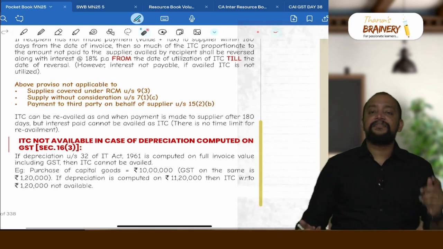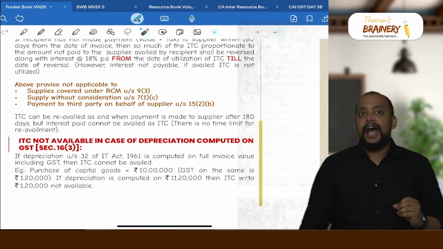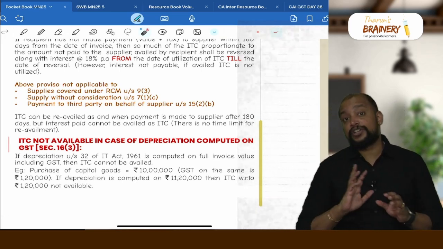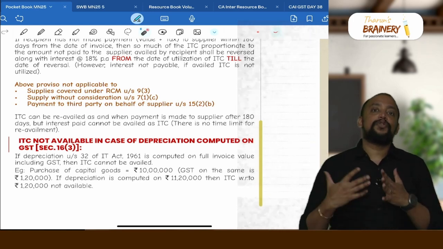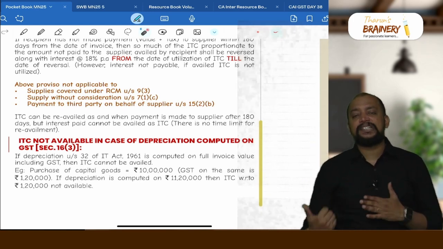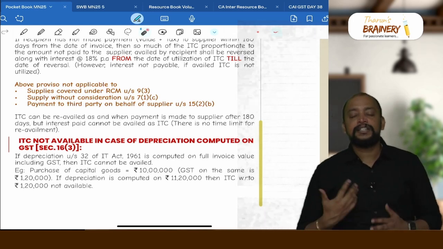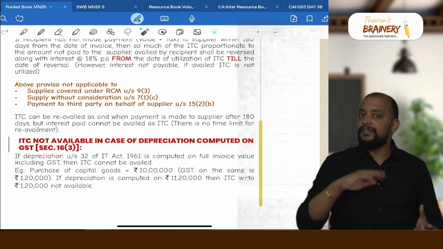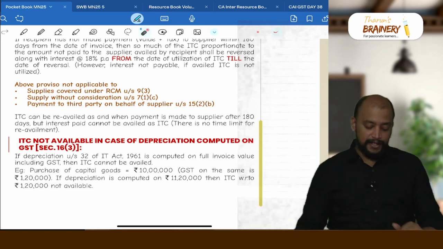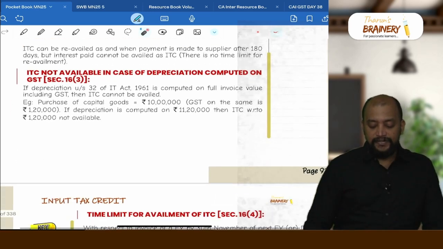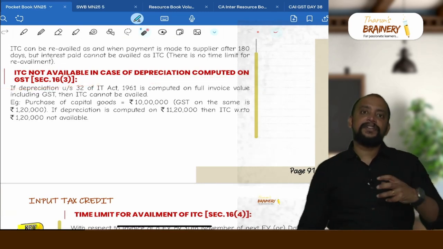And again, as and when we make payment to the supplier, we can re-avail the ITC without any time limit. And here also interest payment shall not arise if the ITC availed has not been utilized. Also here, whatever proportionate amount is paid, for example 60% is paid within 180 days, we need to reverse only for 40%. Suppose if entire amount is not paid, we will reverse, and again thereafter 30% paid, that 30% component can be re-availed.